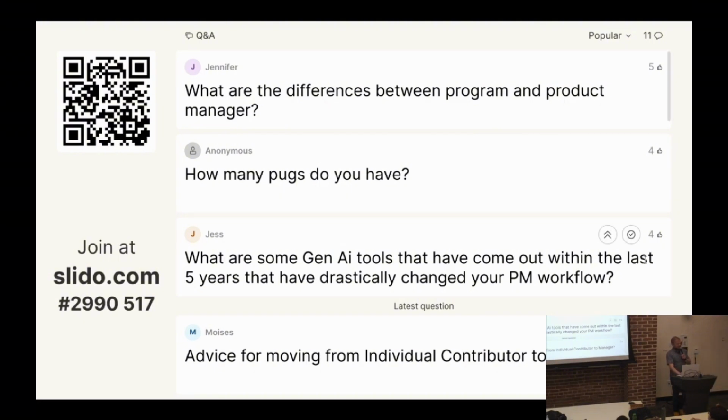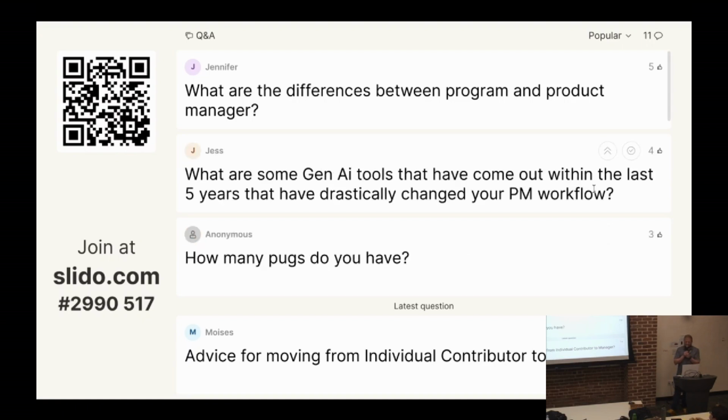How many pugs do you have? Just one. I wish I had more. I think the official definition is 3 or more pugs is a grumble. I would love to have a grumble at some point.